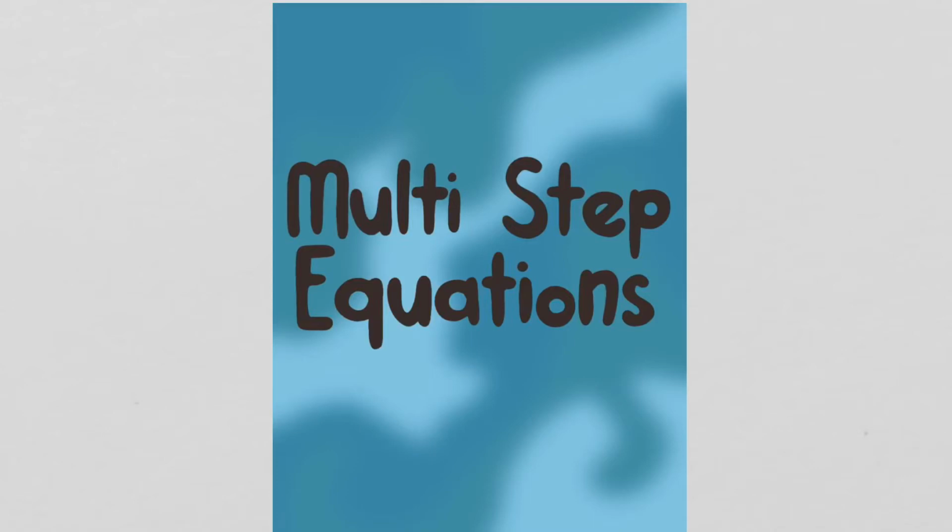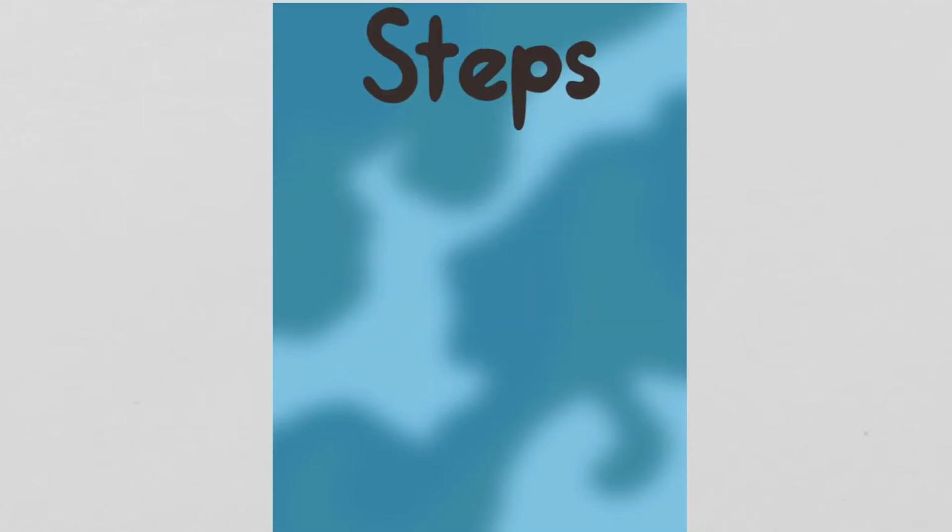Alright, so we already covered 1 and 2 step equations. Now we're going to jump into multi-step equations that can have anywhere from 2 or more steps to solve. We're first going to talk about the steps. Your end goal though is still the same. We still want the variable equals a number.